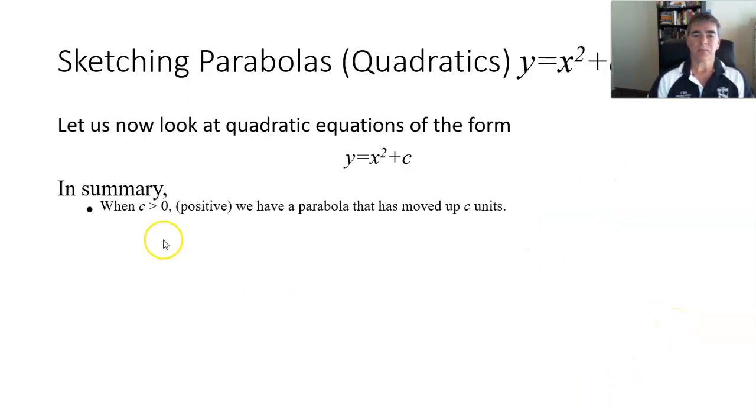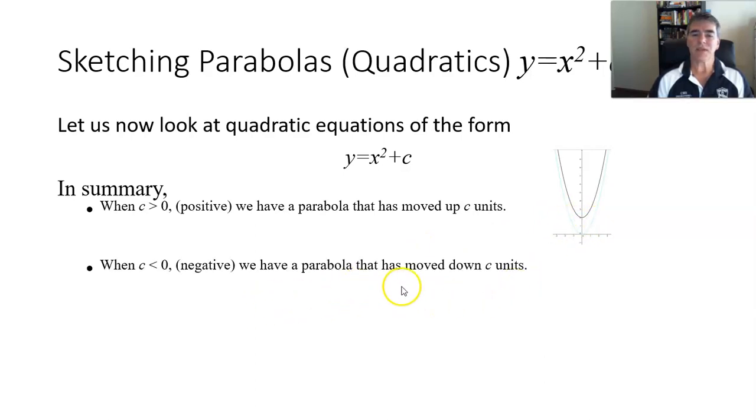So, in summary, when c is positive, we have a parabola that's moved up c units. So it looks like that. So that was y equals x squared plus 2. It's been moved up 2 units. And when c is negative, the parabola is moved down c units. So that was x squared take away 3. And so the coordinates of the vertex become 0 and whatever that c value is.